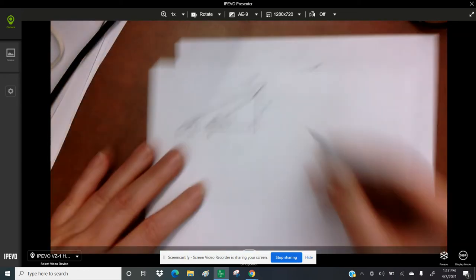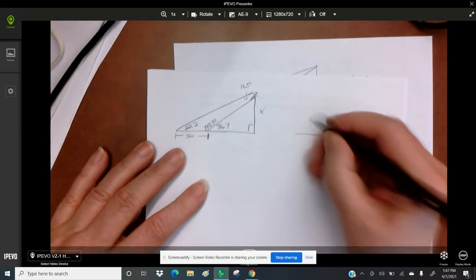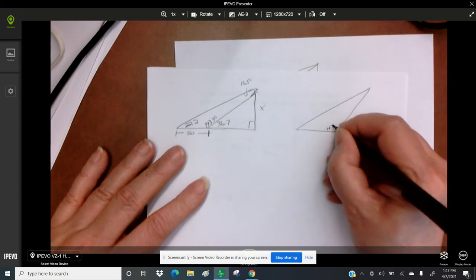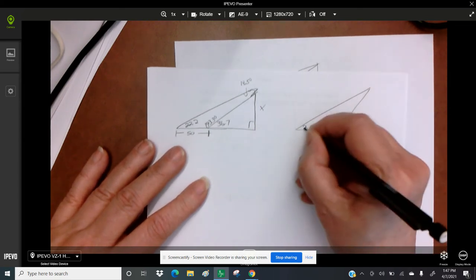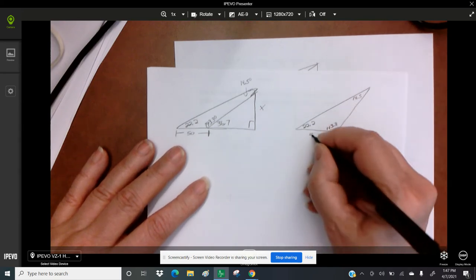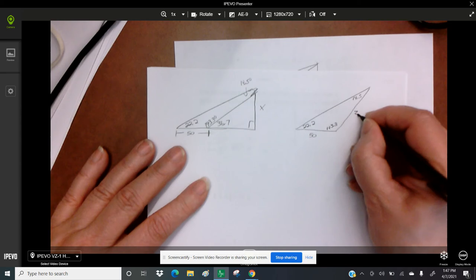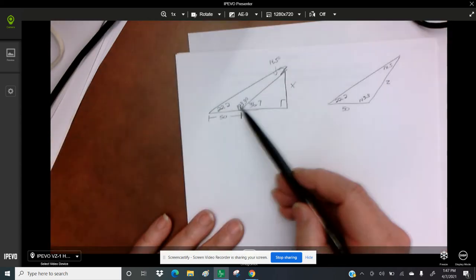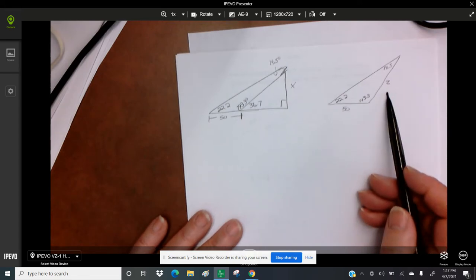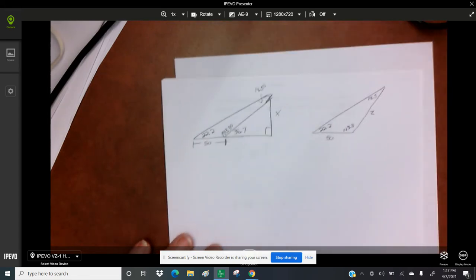So now, if I look at just this little skinny triangle, what I have is 143.3, 22.2, 14.5, and this is 50. And I want to find this length right here, which would be the hypotenuse of this little right triangle. So I'm going to use my law of sines to find this variable z.